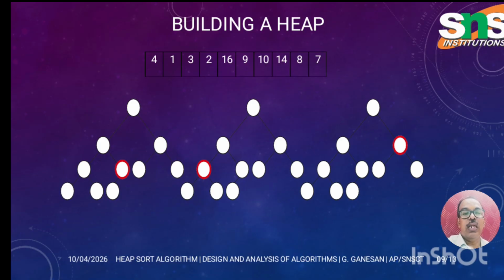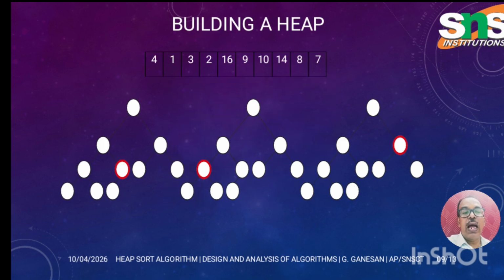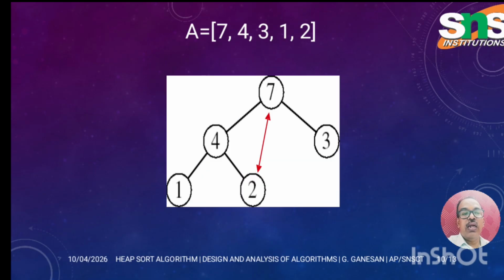4 is the first element. So we place the first element at the top here. Then we add 1 to the left of the 4 and 3 to the right of the 4. Then repeatedly we continue this process to fill all the elements in the boxes. Let me consider a simple example here. An array A consisting of 5 elements: 7, 4, 3, 1, 2.